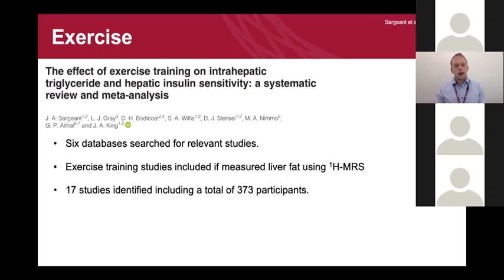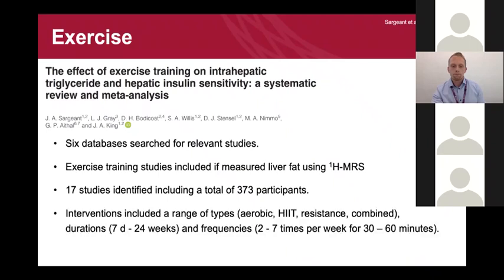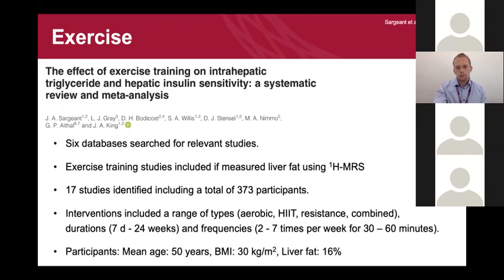So we found 17 studies overall, which included a total of 373 participants. So typical studies may have between 10 to 20 participants. So you can see how by doing this, you get a lot greater participant numbers. So the interventions included a range of different types of exercise. So this was aerobic and endurance training, high intensity interval training, resistance or strength training, and then combined different types of exercise. The average duration was between 1 to 24 weeks, and the training frequency was 2 to 7 times per week for 30 to 60 minutes.